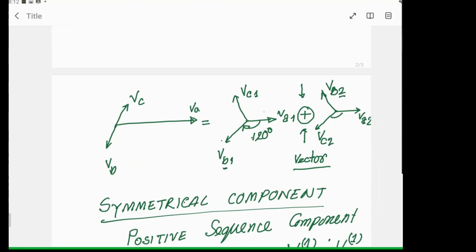The phases in your three-phase system are continuously rotating, so your magnetic field is created and rotating, and that rotation you can find in this way: the positive sequence. In the positive direction, clockwise, you will find VA1, VB1, and VC1. Now, if you go to the negative sequence, you will find ABC in the opposite direction.